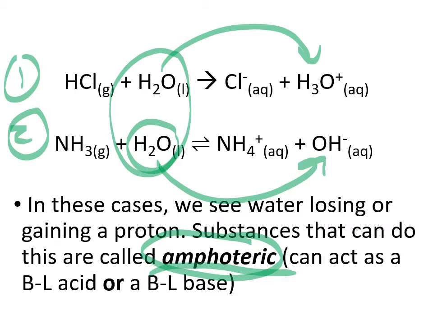Of course, they'd have to have a hydrogen in their formula in order to do that, but if they do have that hydrogen, and in some cases they donate it, in other cases they accept someone else's hydrogen, they are referred to as amphoteric. They are both a Bronsted-Lowry acid in one case, and in another case a Bronsted-Lowry base.